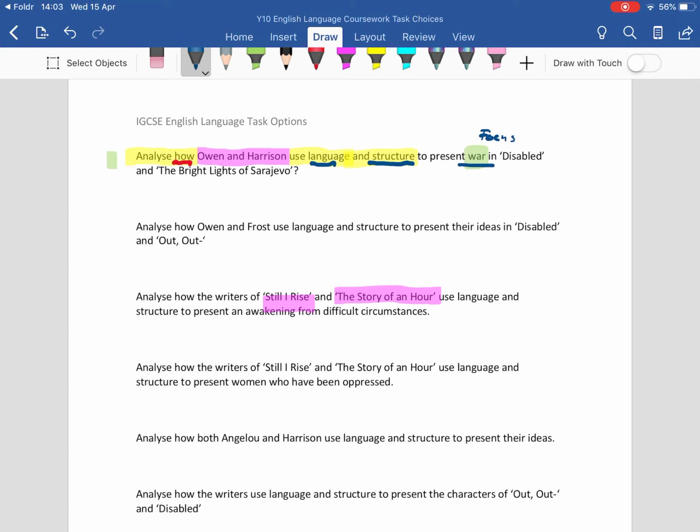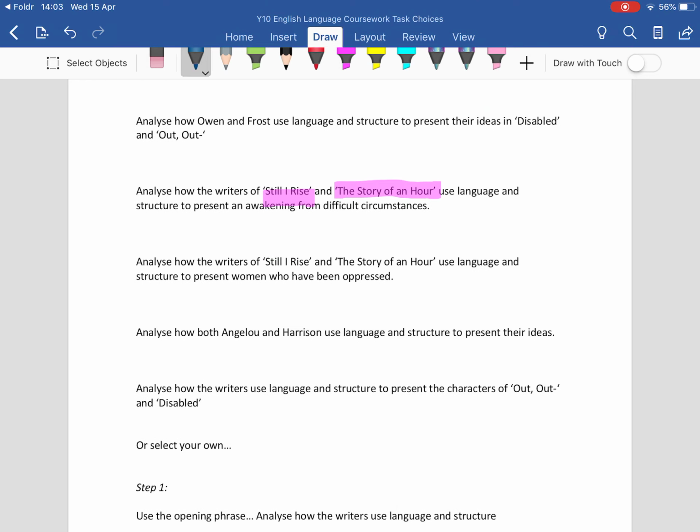So the idea of war gives you that chance to write about many different things. It could be the sense of hope in The Bright Lights of Sarajevo and the lack of it in Disabled, for example, which would be a really nice comparison point and a really nice perceptive idea to analyse.